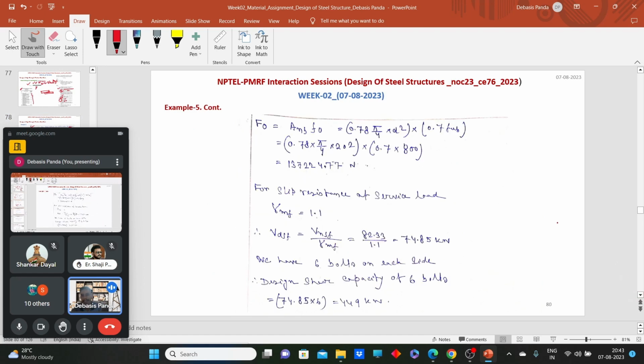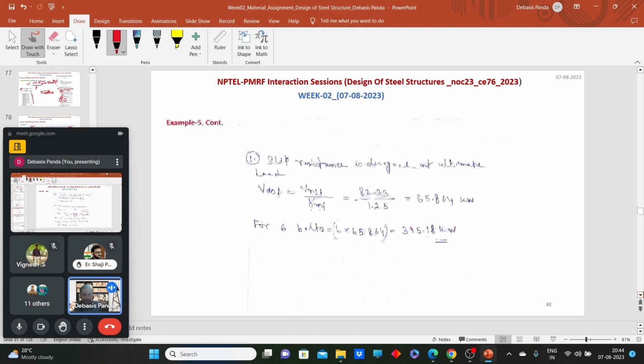Now we can easily calculate the slip resistance at service load. For slip resistance at service load, what will be the factor of safety? 1.1, right? So this one, and that is the shear capacity of a single bolt. So how many bolts will we require? Total, the load which I need to transfer divided by the capacity at service load.